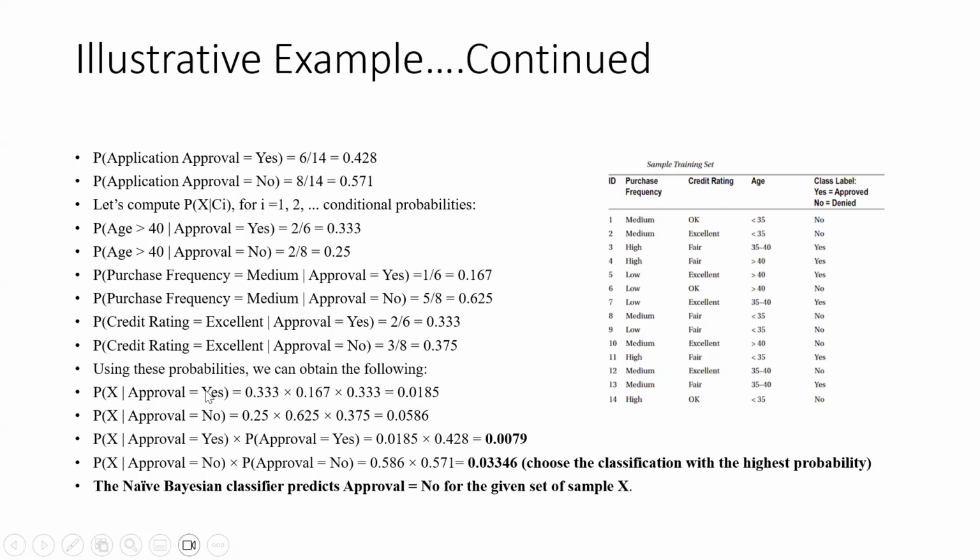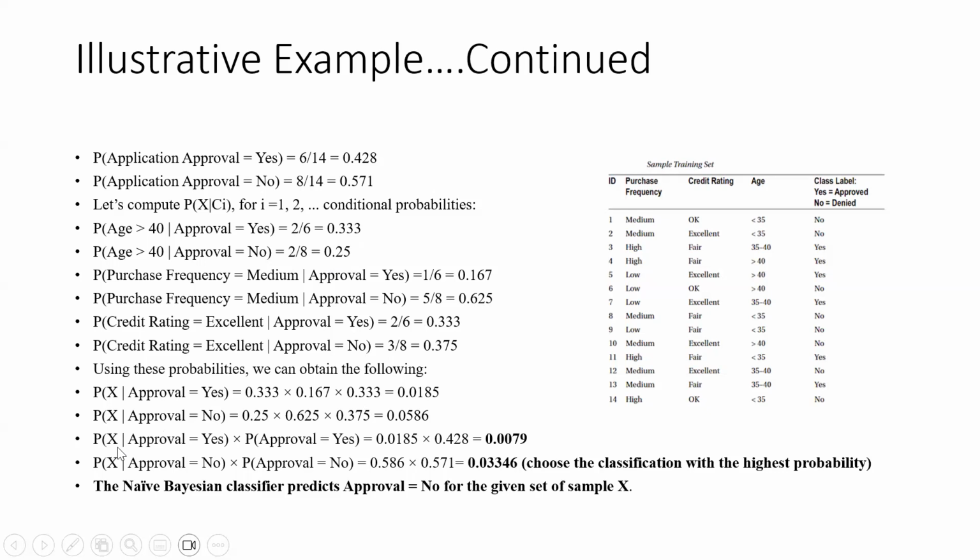So these are the conditional probabilities for a given sample of X. For a given sample of no, here too we take the conditional probabilities of all the no's. We have 0.25 for this, and then we have 0.625 for that, and then the last one is 0.375. That gives us this.